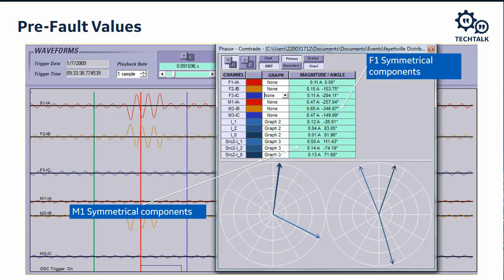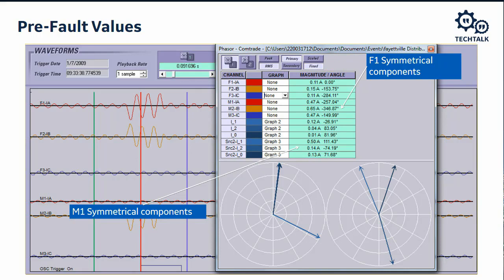So we use this delta to Y transformer here to block those zero sequence currents from the transmission system, which is exactly what we see. I0 is essentially 0. Now, that unbalance out on the distribution system will manifest itself as some negative sequence current on the transmission system, which is exactly what we see in 0.14. So this is nothing really unique here.